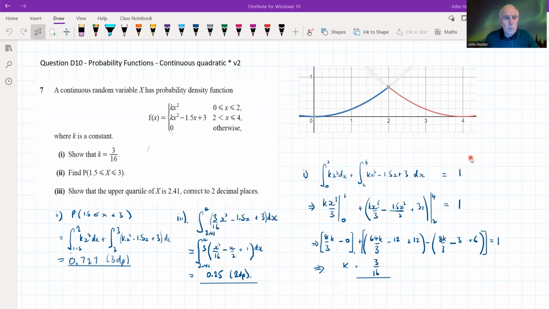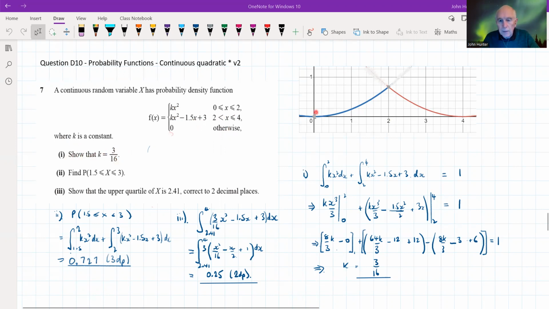Okay, so here is a worked example for a probability functions question. This one is a continuous function, but it's based on a quadratic function. A continuous random variable x has the probability density function. You see it's different between 0 and 2, which is kx squared, and there's this quadratic function between 2 and 4, 0 otherwise. We don't know what k is at this point, and that's in fact the first thing that we've got to show.